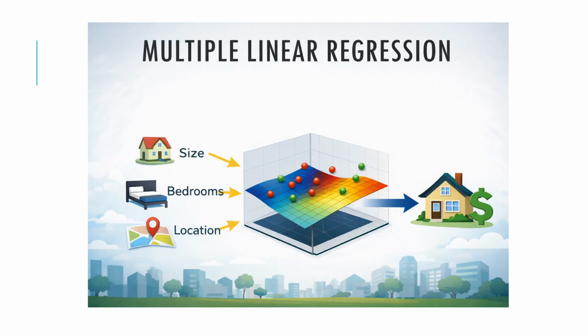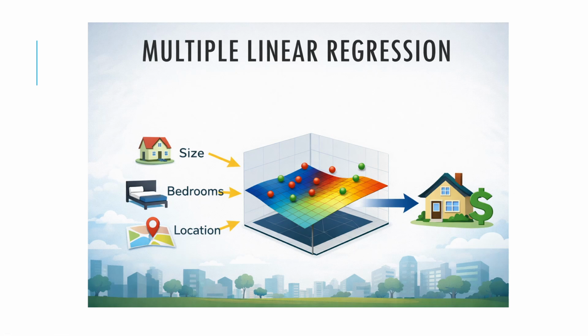Okay, so here we can see from this image very clearly how things have been done. If you can see the image, we have different input features like size, bedroom, and location, and these are the factors that will affect the final prediction. Unlike simple linear regression, here we are not using just one input, we are using multiple inputs together. That's why it's called multiple linear regression.